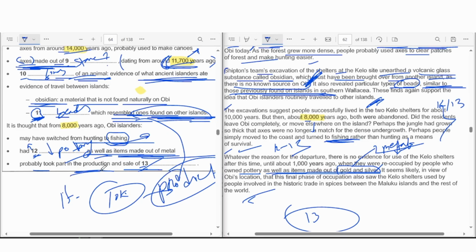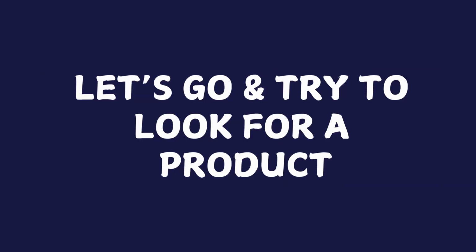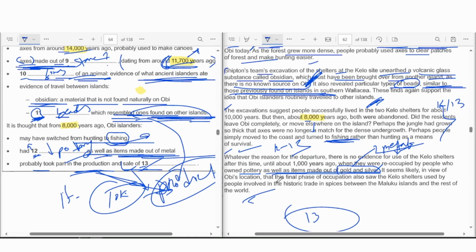You're looking for a product here, because what do you do in production? A product. What do you sell? Ultimately you sell a product, no? Or a service sometimes, but as they're talking about production, it will be a product. So let's go and try to look for a product. It seems that in view of this location, this final phase of the occupation also saw the shelters used by people involved in the historic trade in spices. Spices means the things that you use when you cook. Between the islanders and the rest of the world.